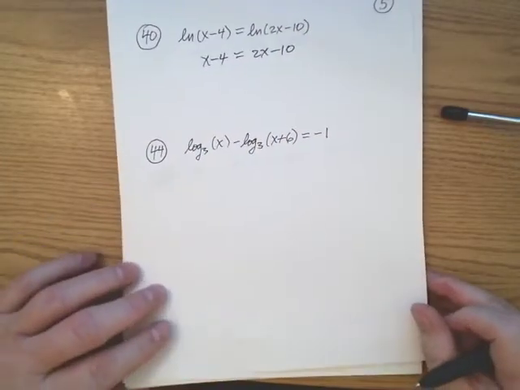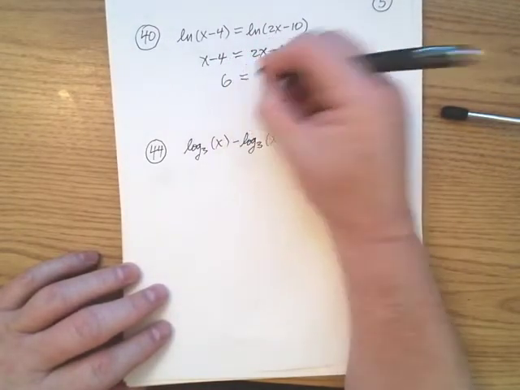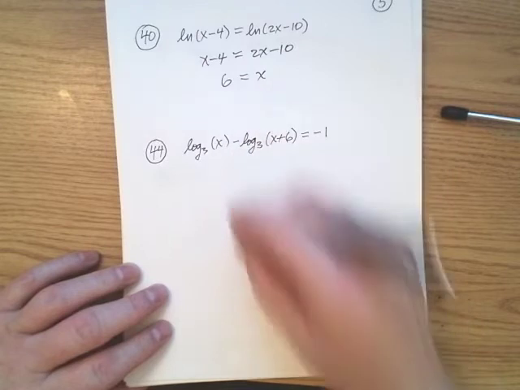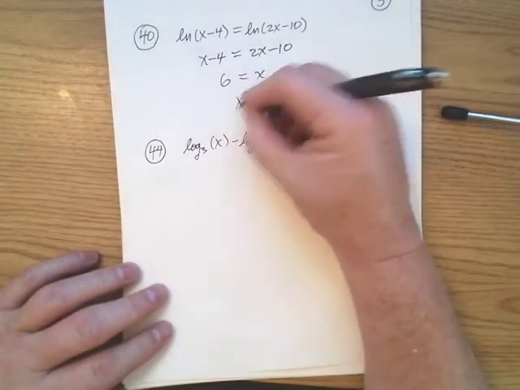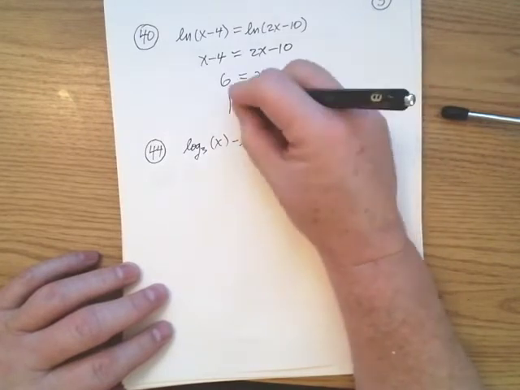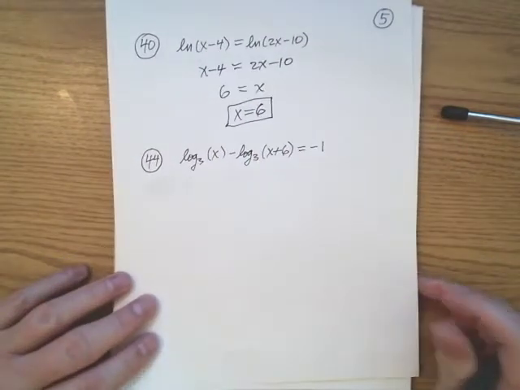Well, that's a baby equation, isn't it? Okay, let's add 10 on each side and we would get what over here? 6. Subtract x on each side and we would get 6 is equal to x. All right, x is 6.